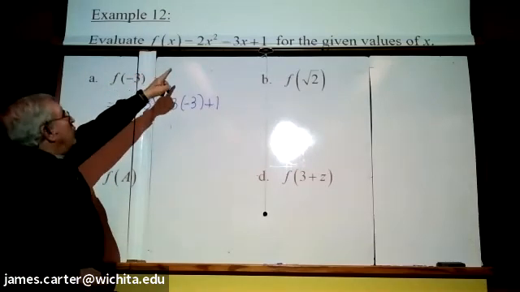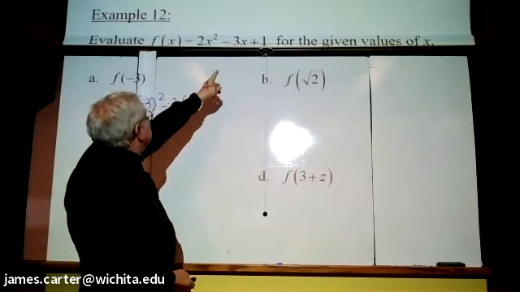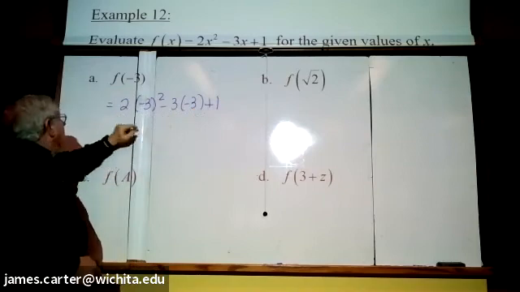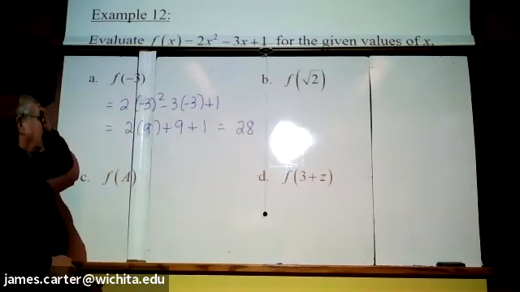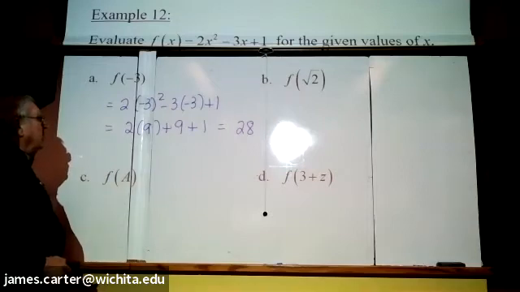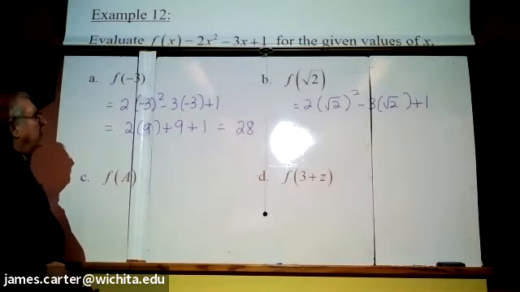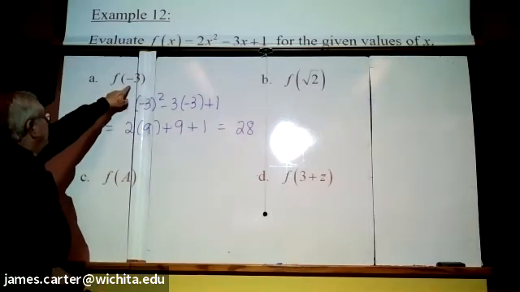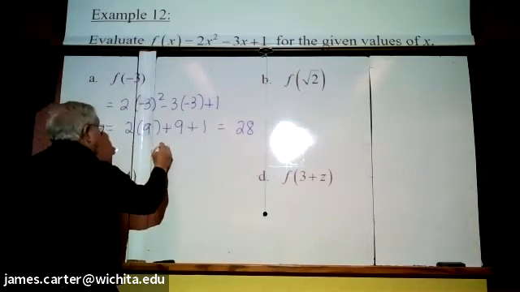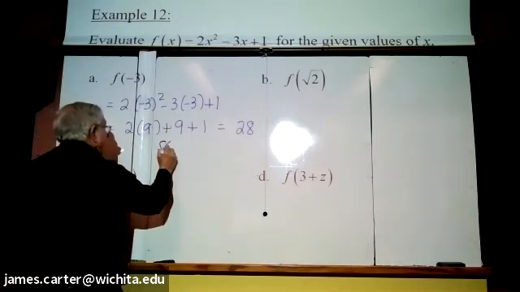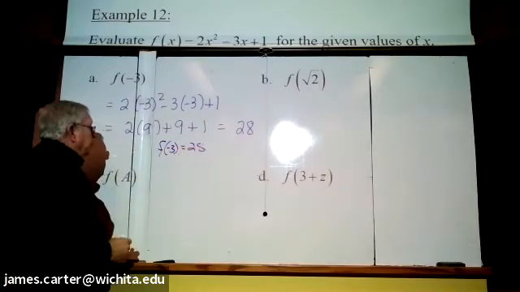Here, I take my equation up there, 2x squared minus 3x plus 1, and I replace all of the x's with -3. I simplify it, and I get 28. So the answer then is f of -3, and this is how I would like you to get in the habit of writing this answer. F of -3 equals 28. Okay?